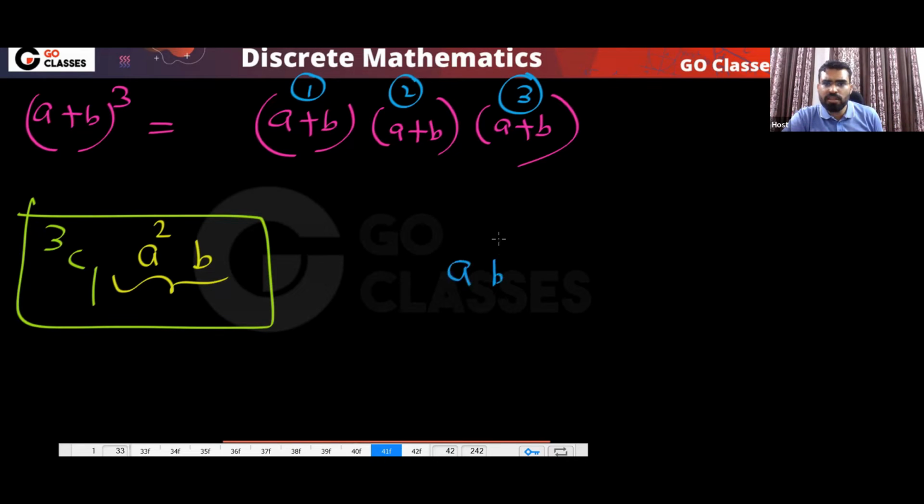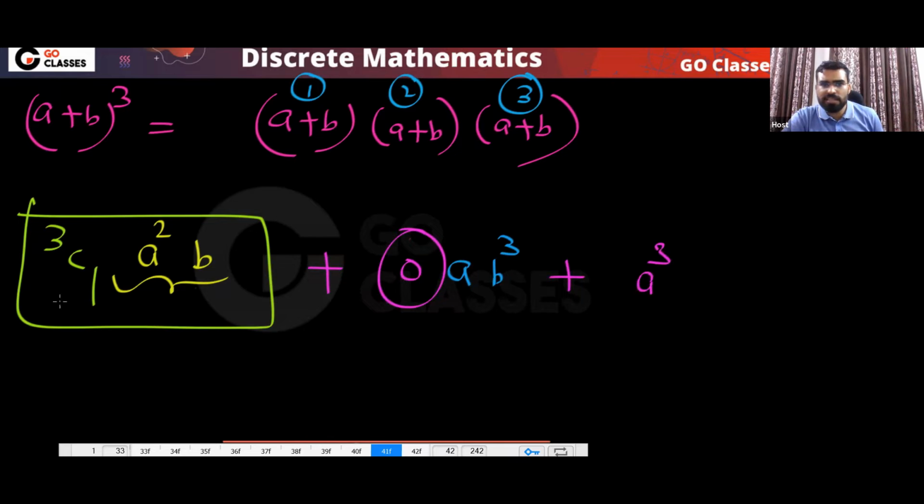And in how many ways can you create this term? Zero ways. You cannot create this term. So this term will be created in 0 ways.